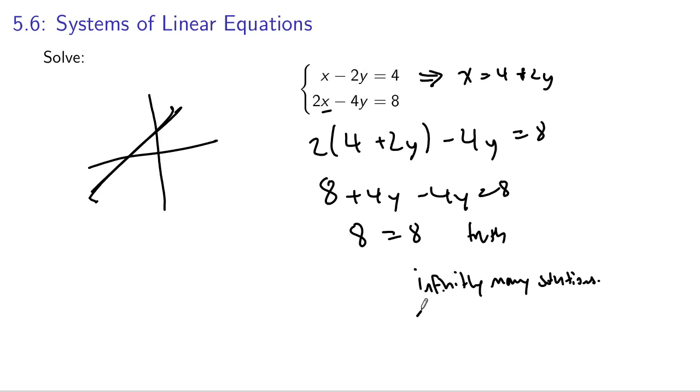So if we find any values of x and y that satisfy this equation, then those are solutions. There's infinitely many solutions, and they all lie on this line, x minus 2y equals 4.